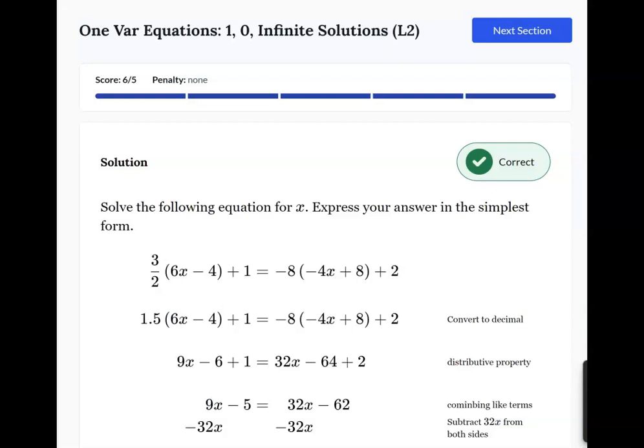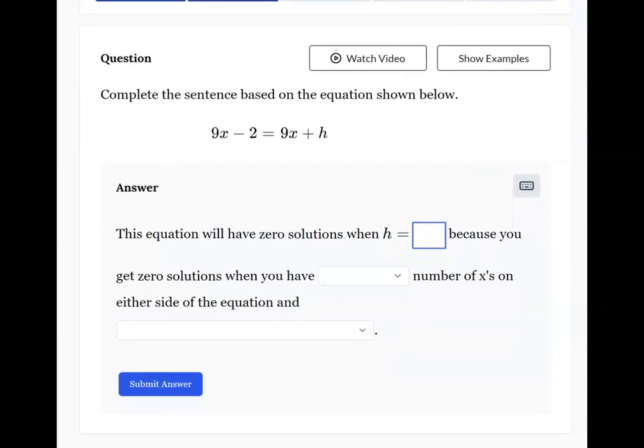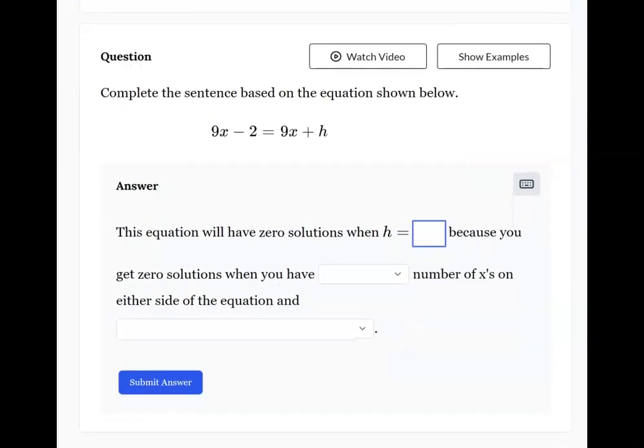All right, now we're going to move on to the last two sections. The last two sections look a little bit wordy, but they're really just looking for your main idea understanding. So they want this equation to have 0 or no solutions. They want this equation to have no solutions.